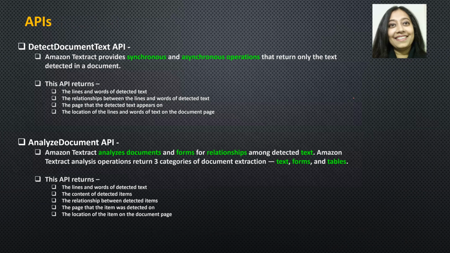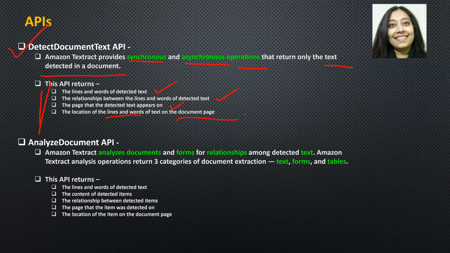Let's look at the 4 APIs. So the first one is detect document text. As we discussed earlier, it provides both async and sync operations, right? And this particular API can return text detected in a document. And this is what this API returns. It returns lines and words of detected text, relationship between the lines and words of detected text, the page that the detected text appeared on, and locations of lines and words on that particular document page.